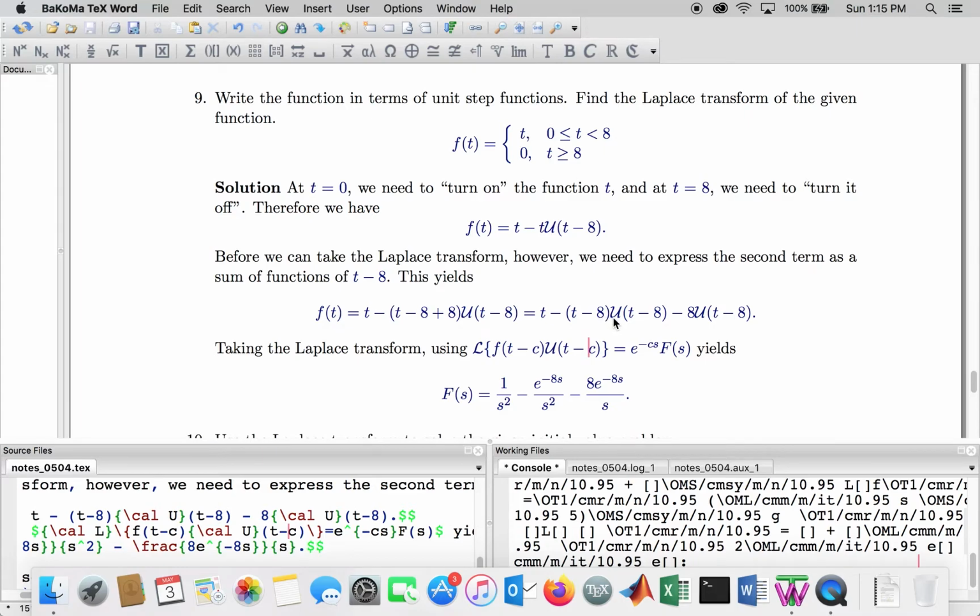and then fitting each term to this rule. So whatever function is being shifted here, transform the unshifted version of it. So it would be just t in this case, or 8 in this case. And then multiply by the appropriate exponential in your transform to account for the unit step function.